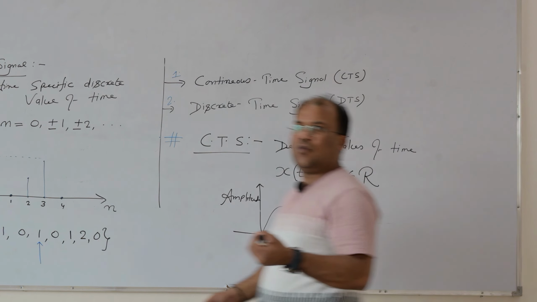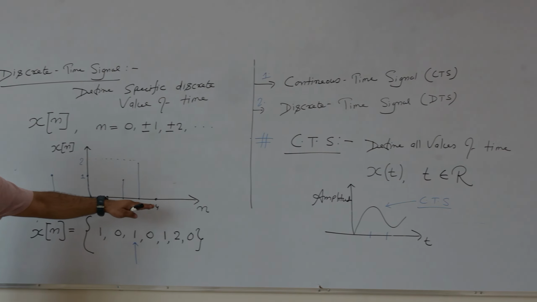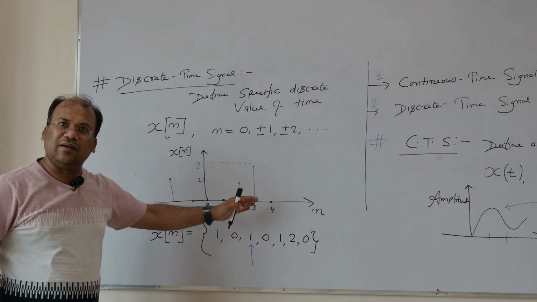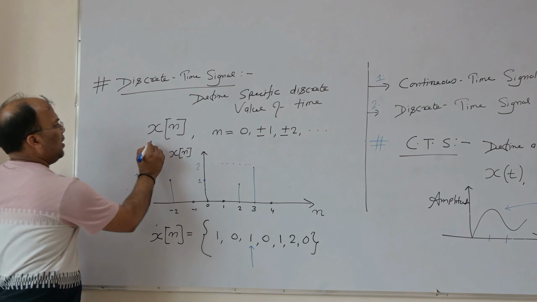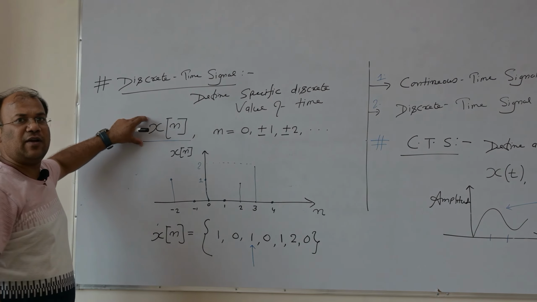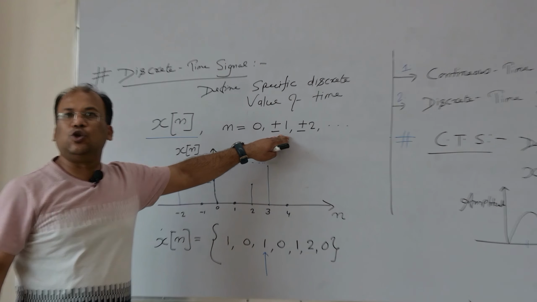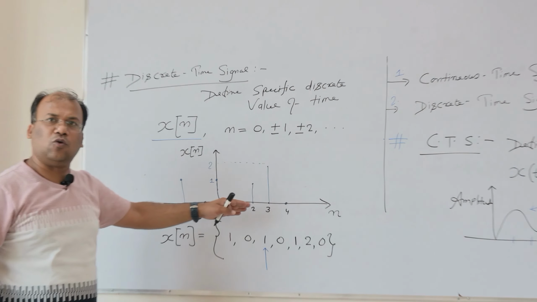In the same manner, the discrete time signal is defined at specific values, or we can say discrete values. So this is the mathematical representation of your signal S of n, where n is the integer 0, plus 1, minus 1, plus 2, minus 2, and so on.